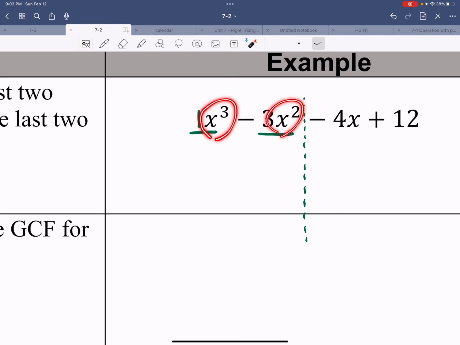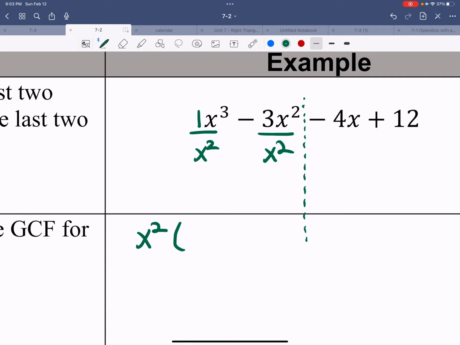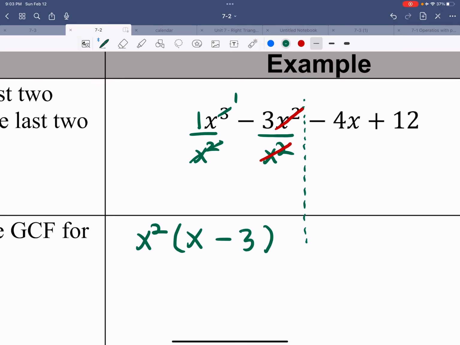But how many x's can I take up to? I can take up to 2 x's. So I'm going to divide each term by x squared. So x squared, parenthesis. 3 minus 2 is 1. Minus 3, and this x squared and x squared will disappear. And I'm going to delete this one because I don't need it. So this is what I did. As you can see, I factored out x squared.